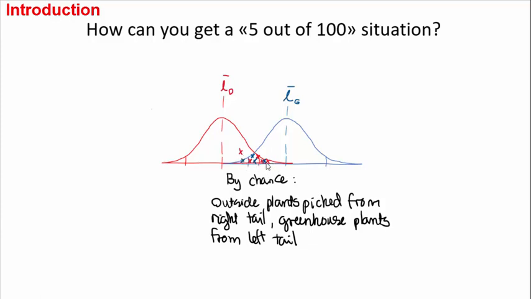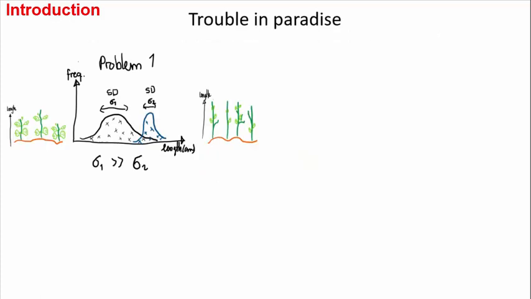So we see they are picked from the right tail of the normal distribution. But it could also happen at the same time that we picked the greenhouse plants from the left tail, meaning the lowest plants from the greenhouse. There are other tricky things we have to consider when doing statistics.